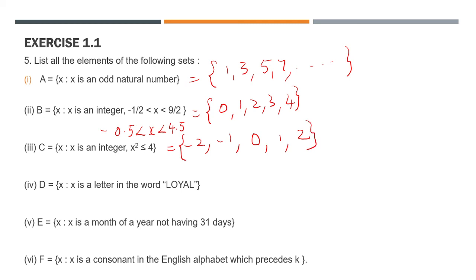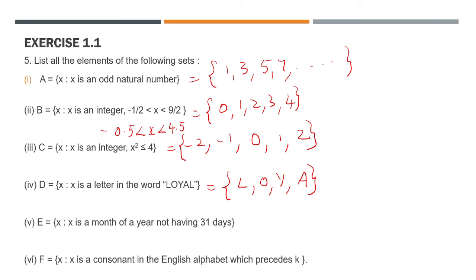Next one, D is equal to the set of all x such that x is a letter in the word royal. Here the elements are R, O, Y, A, L. We do not include L again because L is already there.